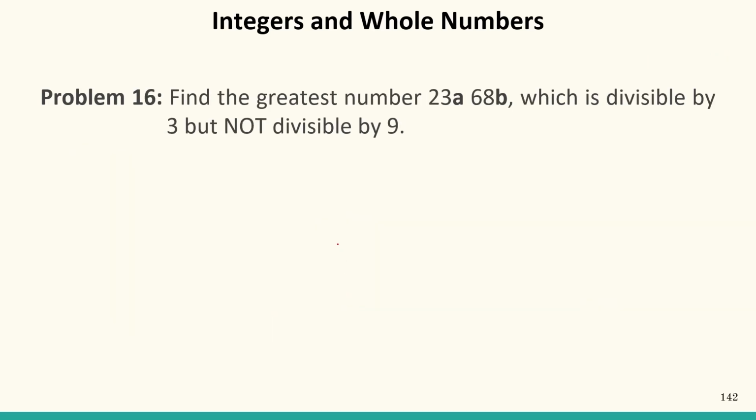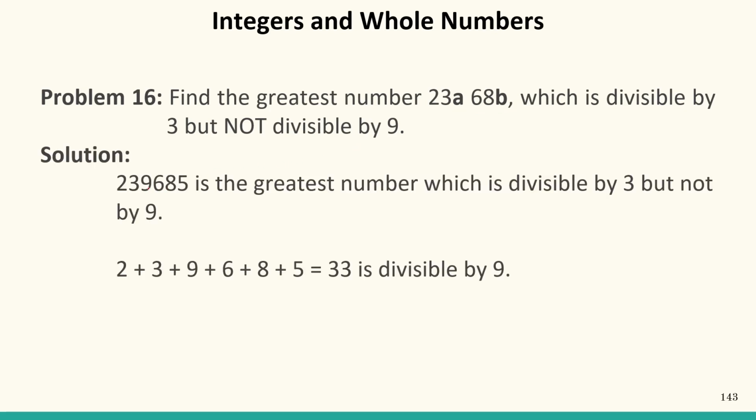Okay, so find the greatest number 23a68b which is divisible by 3 but not divisible by 9. So basically the sum of all the digits should be divisible by 3 and should not be divisible by 9. That is what we want to calculate. So 239658 is the greatest number which is divisible by 3 but not by 9. So how? 2 plus 3 plus a plus 6 plus 8 plus b. So this is equal to what?